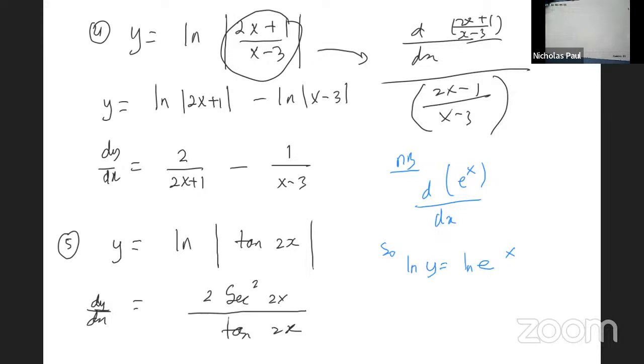I'll get ln y. The x will come in front, ln e. What's ln e again? ln e is 1. ln of e is 1. Okay? So you'll be left with ln y is equal to x.